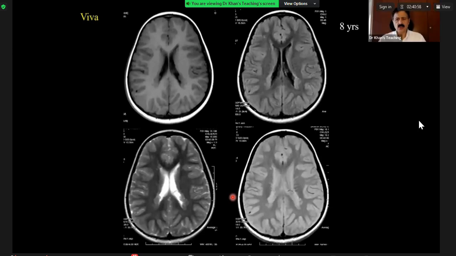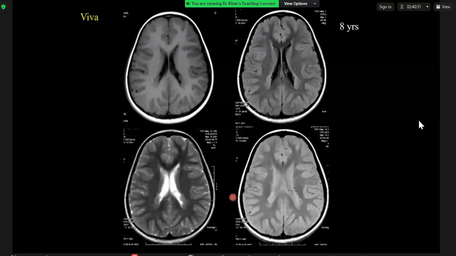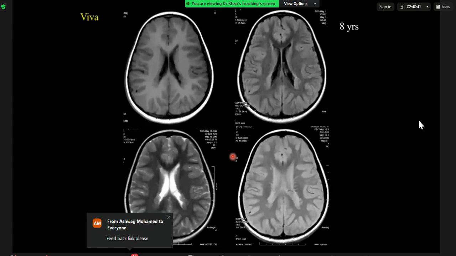So what is your conclusion? I'm thinking about tuberous sclerosis, so I would like to scan the rest of the neural axis to look for cortical tubers, SEGA, and the patient needs to be referred to an ultrasound of the abdomen to begin with to look for angiomyolipomas and LAM.